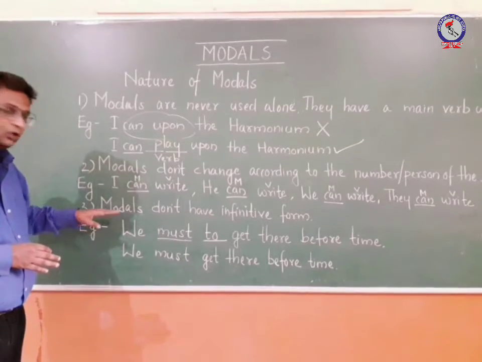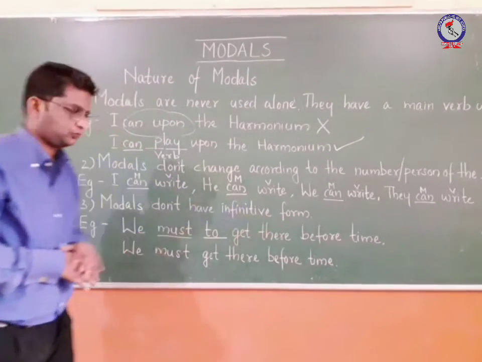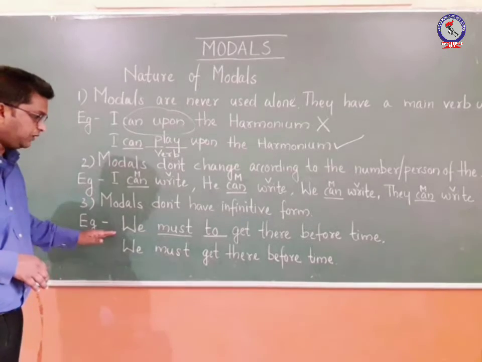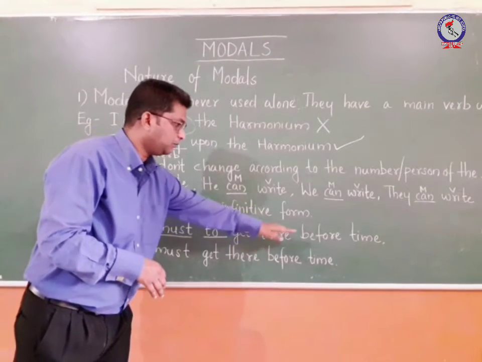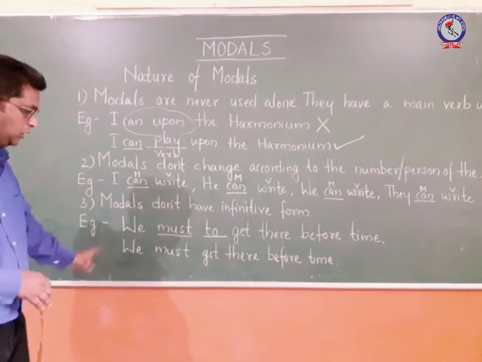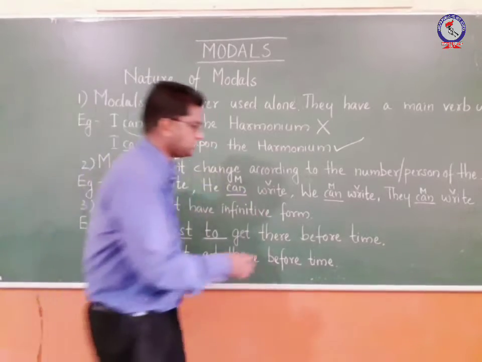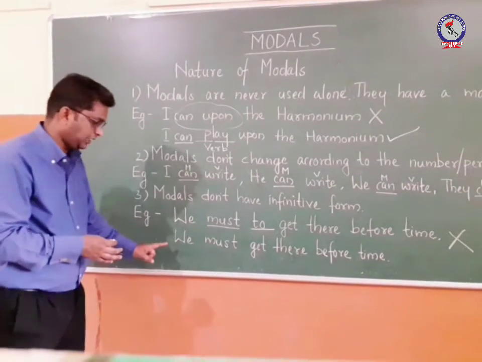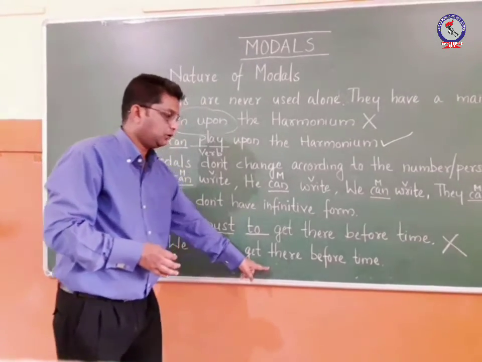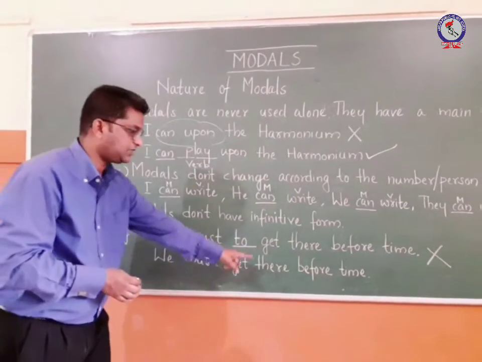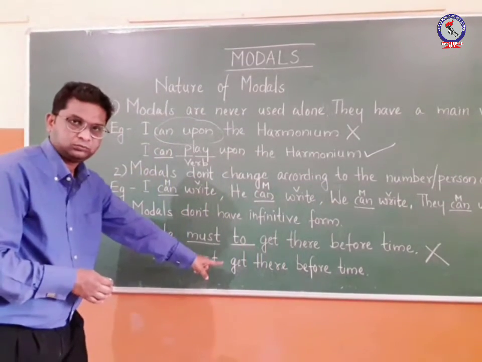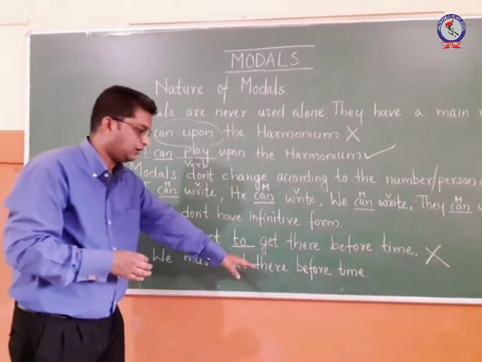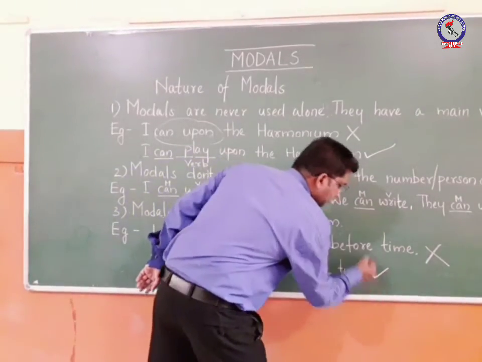Now modals don't have infinitive forms. Likewise, we have the example, we must to get there before time. Now this is incorrect. We must to get before time. This is incorrect. So we will not use the infinitive forms over here. This is correct. We must get there before time. In this sentence, we did not put to. That will be incorrect. So we will never use infinitive forms with modals. We must get there before time. That will be the correct sentence.